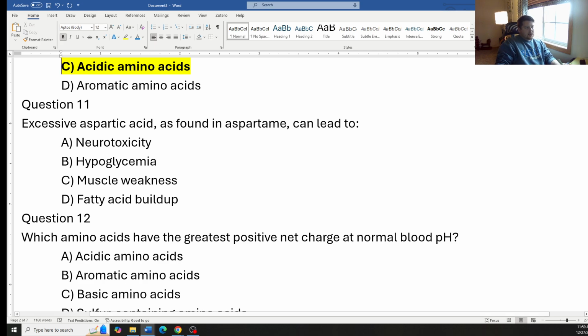Question 11, excessive aspartic acid, as found in aspartame, can lead to which of the following? Neurotoxicity, hypoglycemia, muscle weakness, or fatty acid buildup. So aspartame can actually break down, contains aspartic acid, but it also is related to ammonia. If we have too much ammonia, we get neurotoxicity in the body, having damaging effects on the brain.